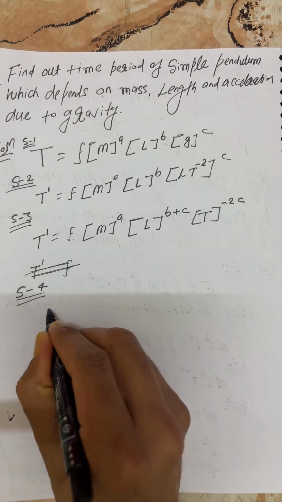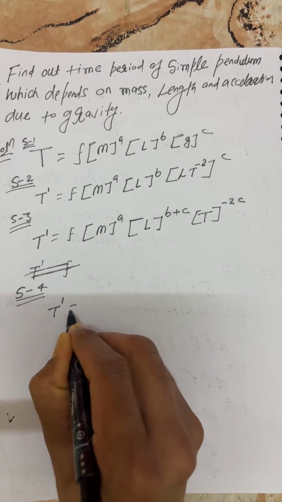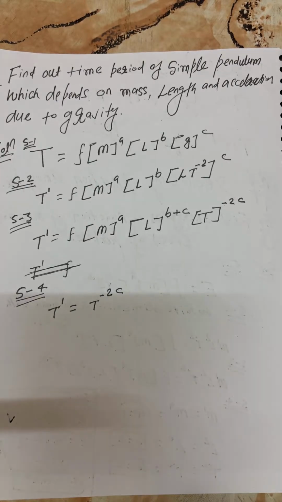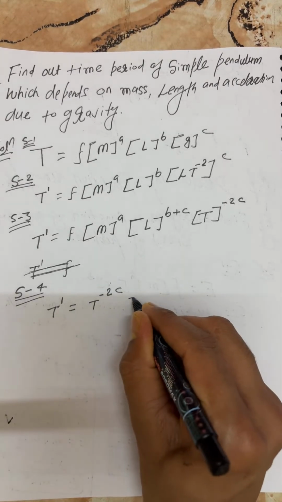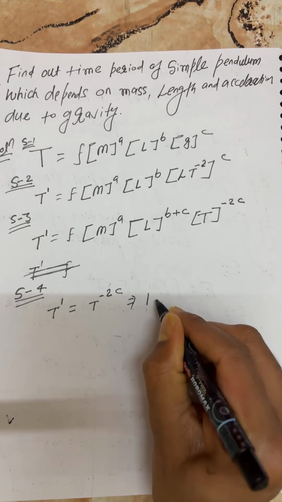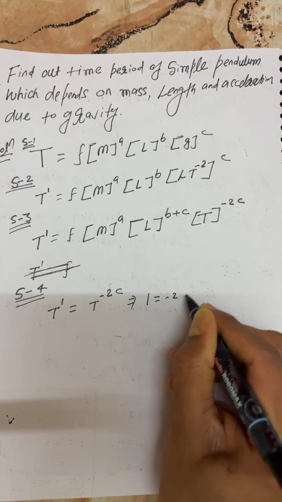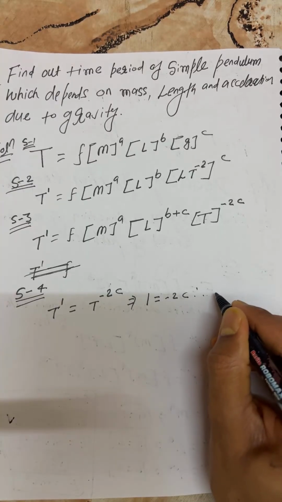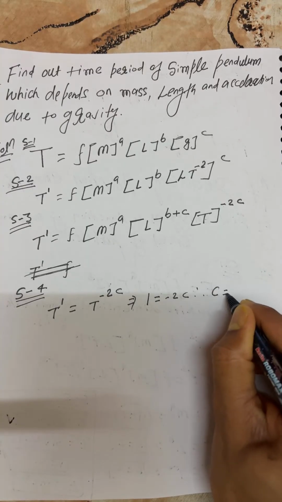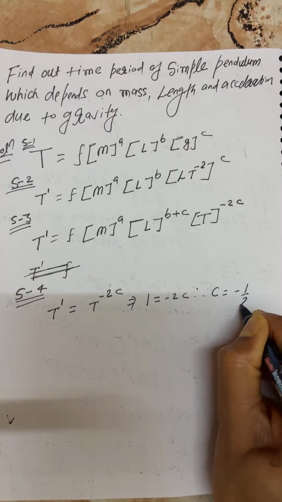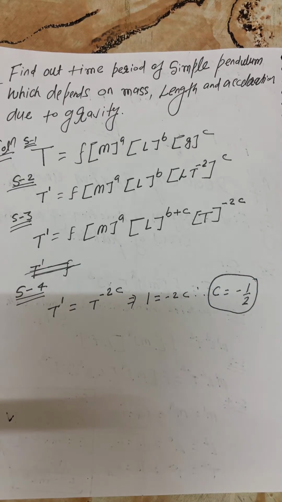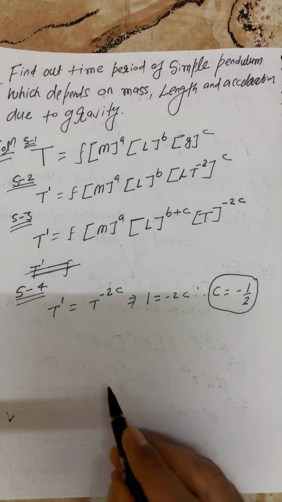So in LHS T to the power 1, and T to the power minus 2c. You can equate them. So this implies 1 is equal to minus 2c, therefore c is equal to minus 1 by 2. We got one answer. Because we have 3 variables, a, b, and c. We already got c. A and b we have to find.